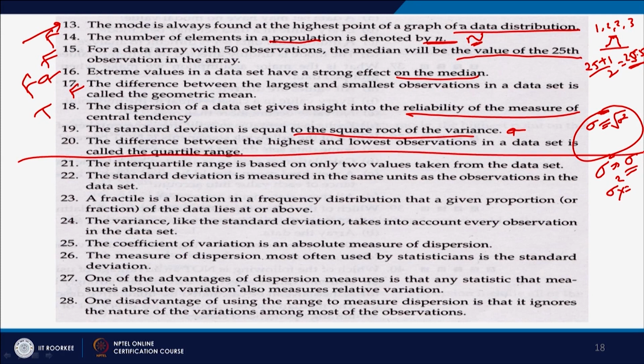The difference between the highest and lowest observation in a data set is called the interquartile range. Is it? This is completely false. Why? The difference between the highest and lowest observation is called the range, right, not the interquartile range.